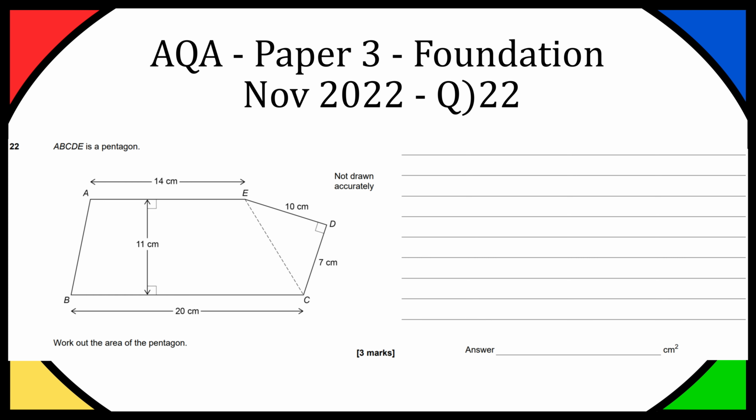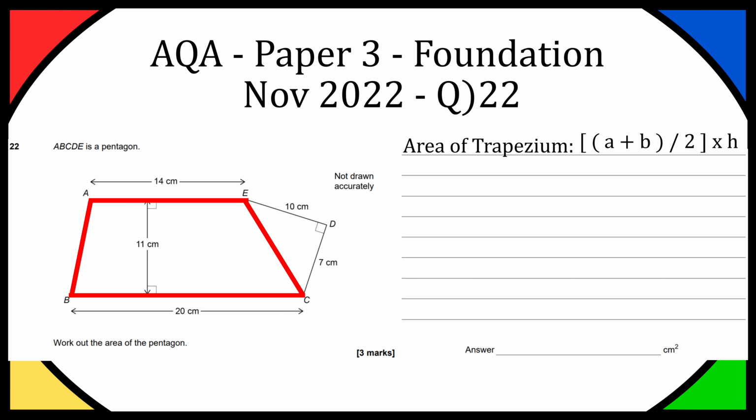So the first thing I can see off the bat is that if we want to work out the area, we can break this down into two shapes. The first one is this trapezium here. All we have to do is label the parts such as A, B, and height, and then we can use the area of a trapezium formula to work out the area of this first section. The area of a trapezium is A plus B divided by 2, then times it all by height.